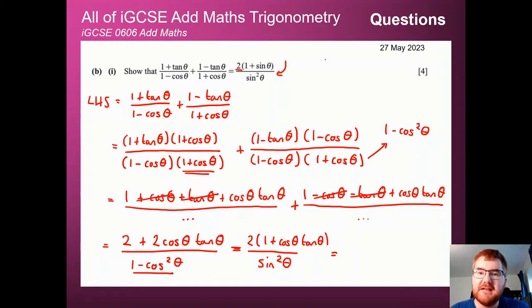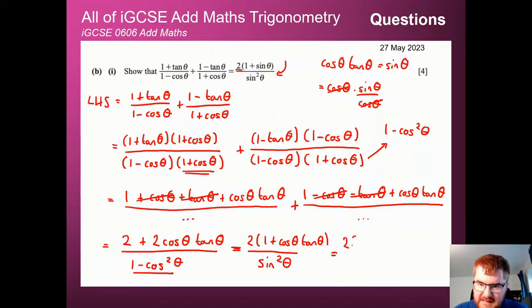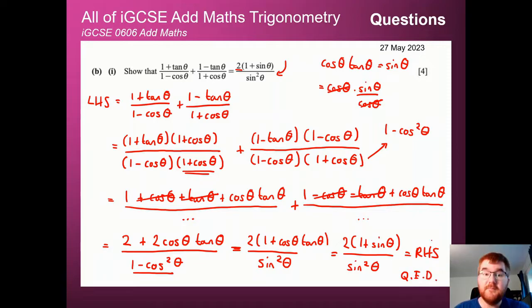The thing to realize here is that if we've got cos theta, tan theta, and we multiply together, remember tan is the same as sine over cos, which I mentioned earlier. So it's sine theta over cos theta, and therefore these cancel, leaving us just with sine theta. So we can replace cos theta tan theta here with just sine theta, and now we get exactly what we want, 2 brackets 1 plus sine theta over sine squared theta, which is the right hand side. And we've shown that the left hand side here is equal to the right hand side, like so.